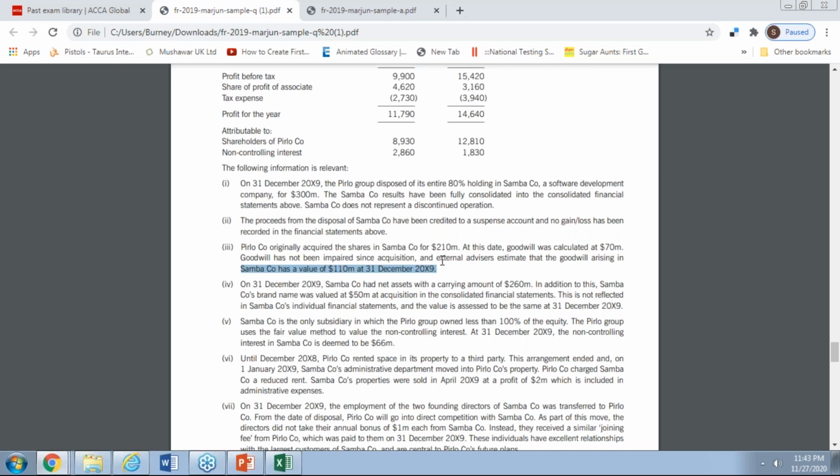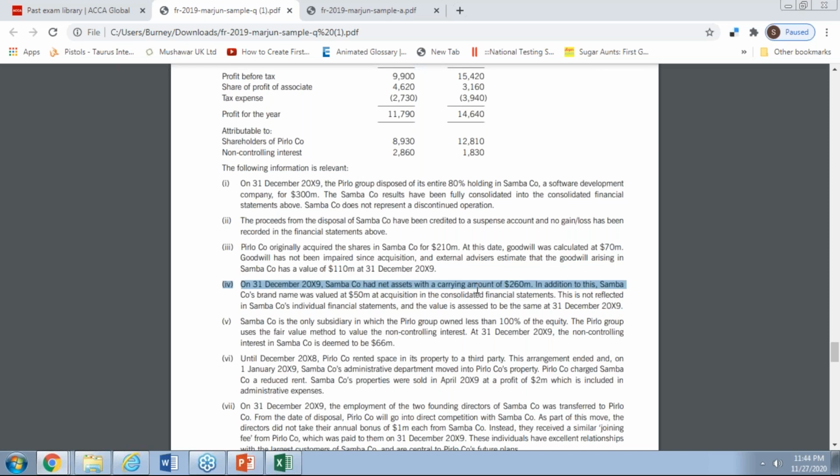So this question says that the external advisors estimate the goodwill arising on the Samba is valued now 110. So you cannot take this 110 figure. So only we take the goodwill at acquisition always. We can have impairment in this value, but we can never increase this value upward.